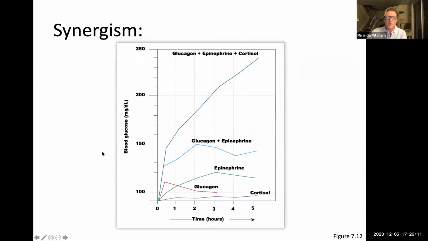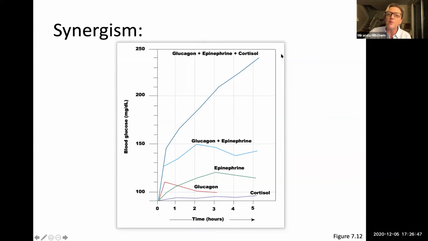So here's an example of synergism. We're looking at time on the x-axis versus blood glucose level on the y-axis. And we've got cortisol, glucagon, and epinephrine. We see their effect on blood glucose level individually in these 3 graphs down at the bottom. But when glucagon is added with epinephrine, we get a bigger response. And it's higher than if we were to take 100 plus 125, it should be higher.